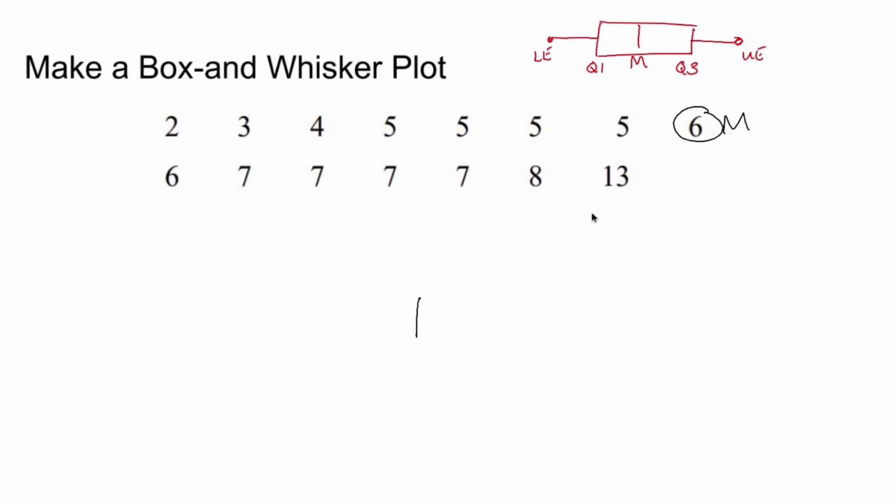Now, my lowest number is 2. My largest is 13. So let's do 6, 7, 8, 9, 10, 11, 12, 13. And then we got 5, 4, 3, 2. All right. My smallest number, my lower extreme, is going to be 2, and my largest number, my upper extreme, is going to be 13.